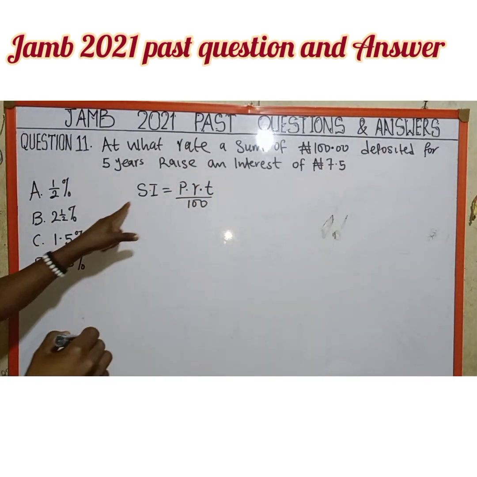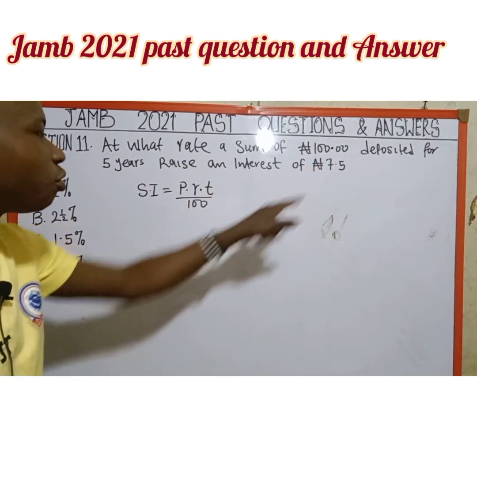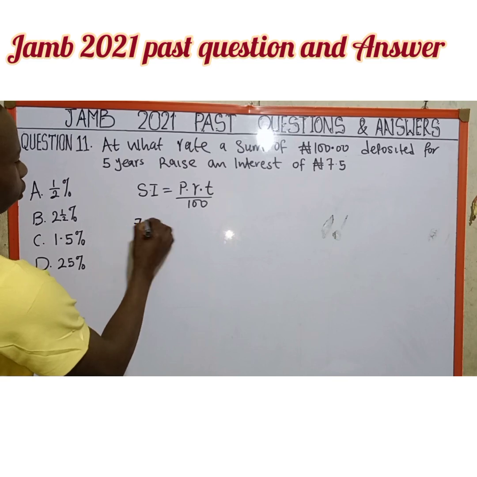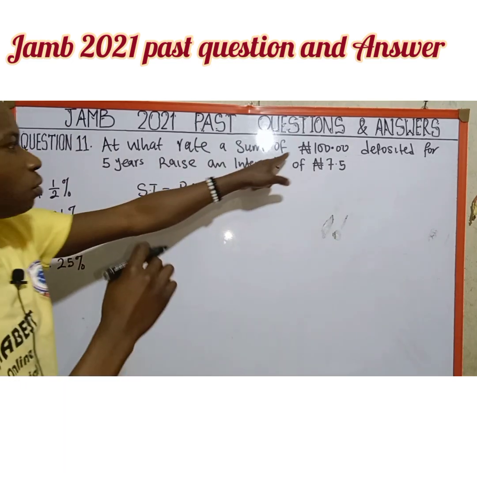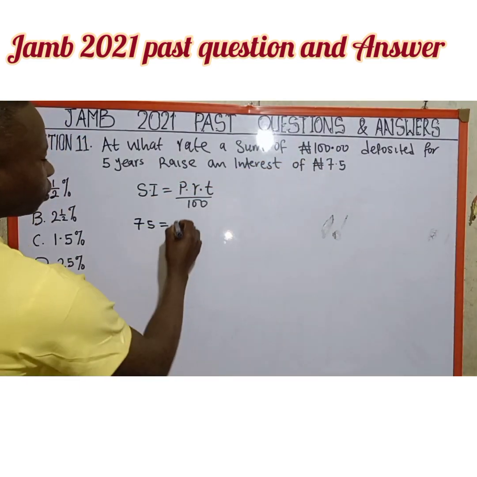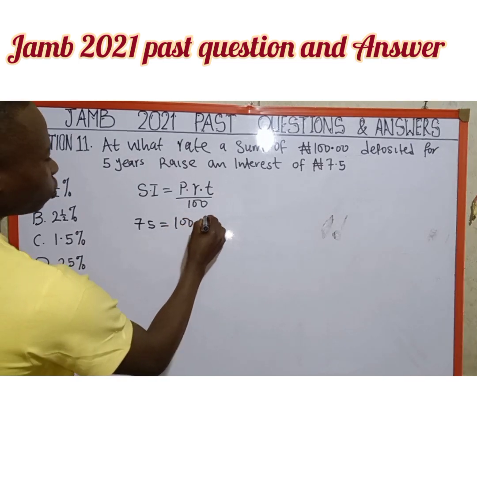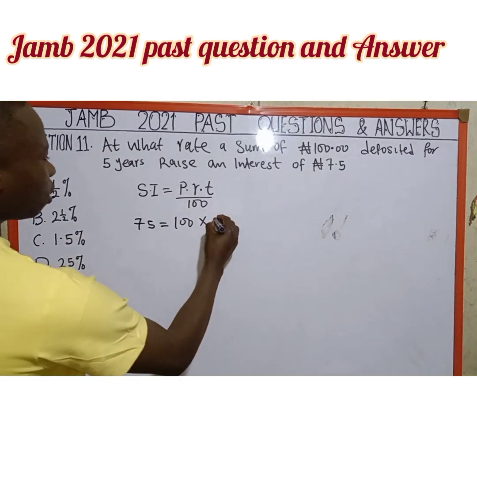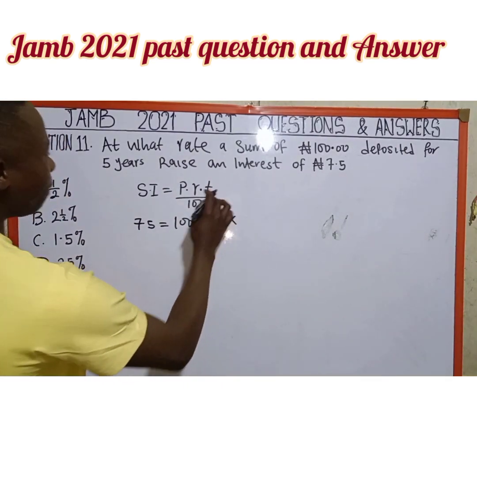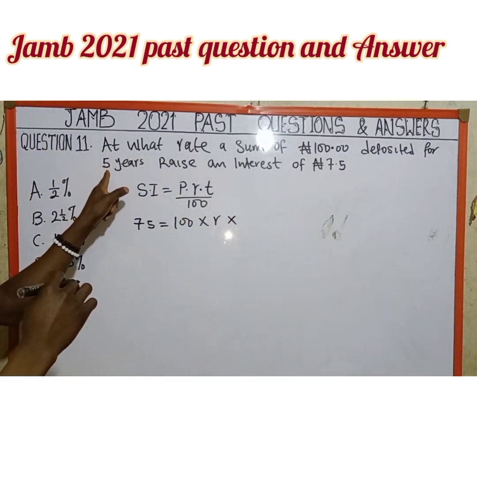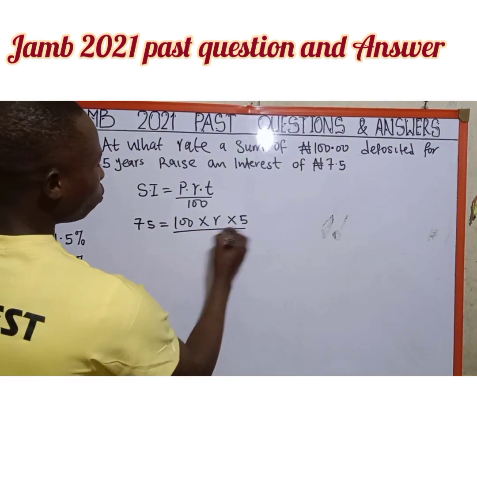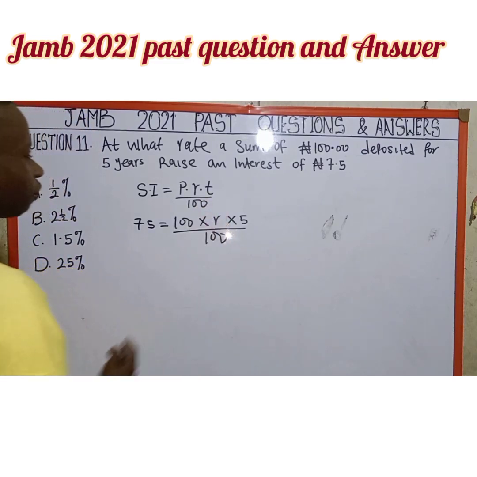So from the question, the simple interest is 7.5. So we substitute 7.5, which is equal to the principal, which is the sum of 100 naira. The principal is 100, then multiply by the rate. And remember, we are asked to calculate the rate, so we keep the rate constant, then multiply by time. The time is 5 years. So we are going to multiply by 5, then all over 100. 100 is constant from the formula.